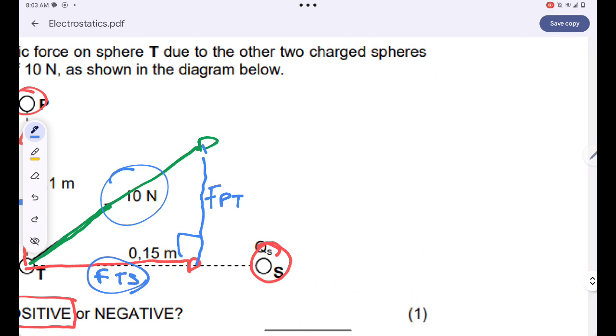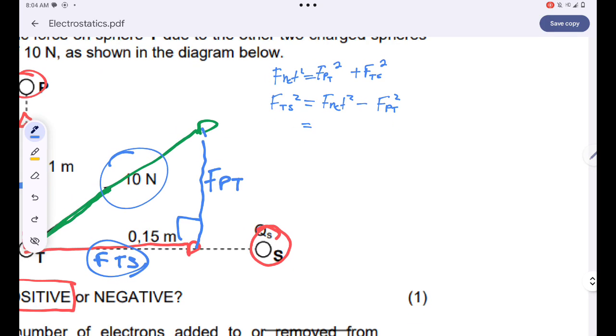Let's just do that. Now, I know that F net squared is equal to the electrostatic force between P and T squared plus the electrostatic force between T and S all squared. I'm looking for the electrostatic force between T and S first. That means the electrostatic force between T and S squared is equal to F net squared minus the force between P and T all squared. Let's just calculate. We were given F net to be 10 newtons, right?